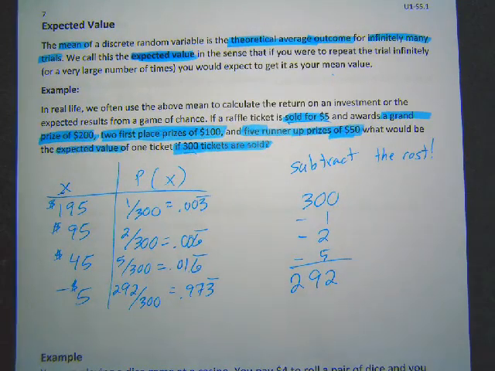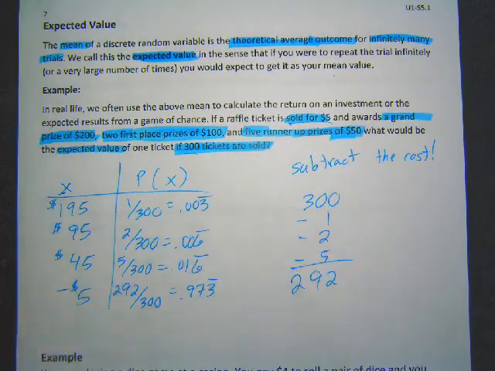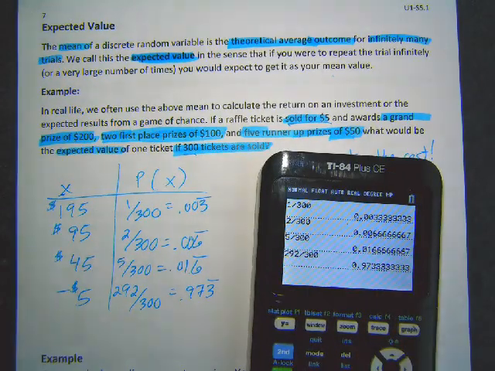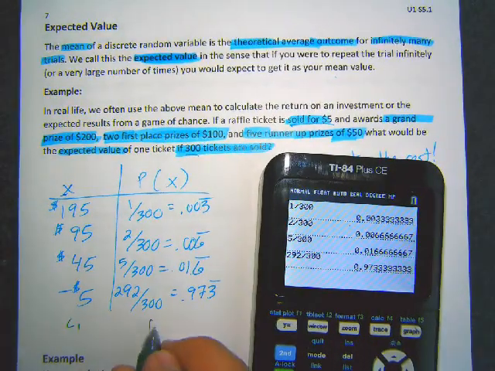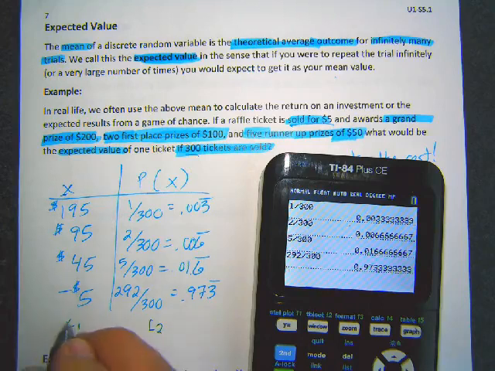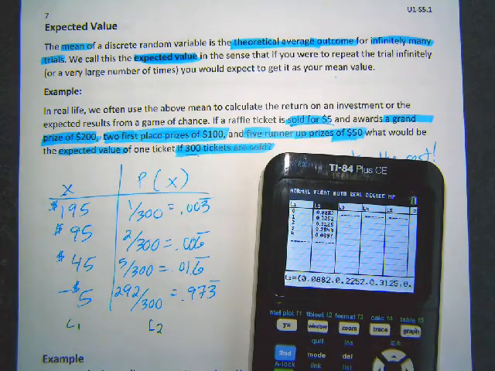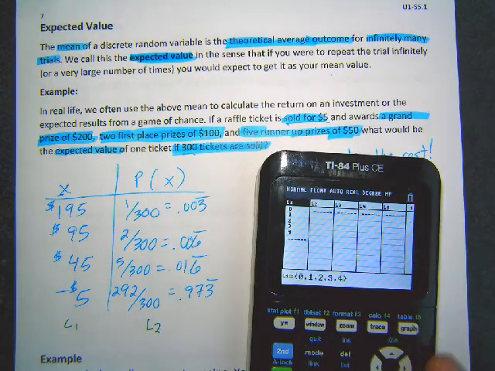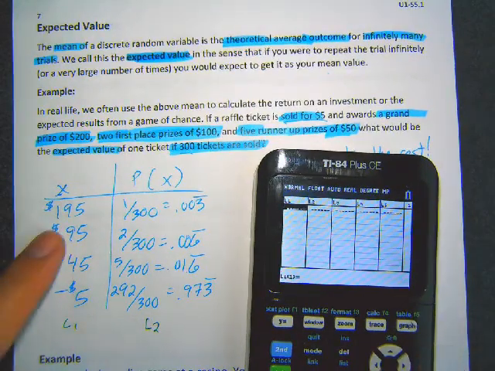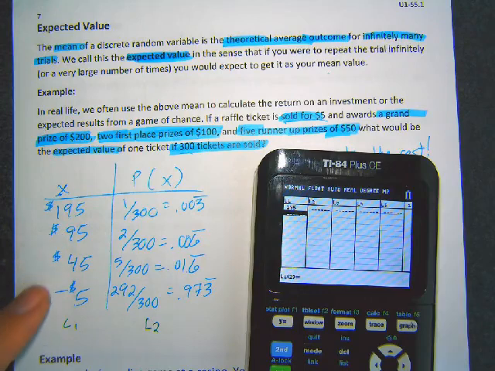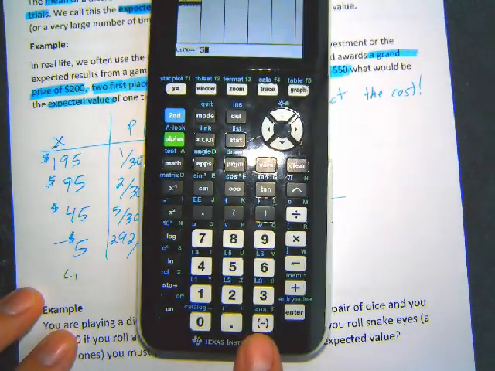Okay, so now to find the mean, we're going to type this in our calculator. We're going to do that list 1, list 2 again. So it could be our list 1 and our list 2. I'm going to go stats, edit. I'm going to clear these out. I don't want all that stuff in there, so I'm going to clear. Into my 195, my 95, my 45, my -5. Make sure you use this negative button down here when you're doing this. Use that negative button to get the -5.